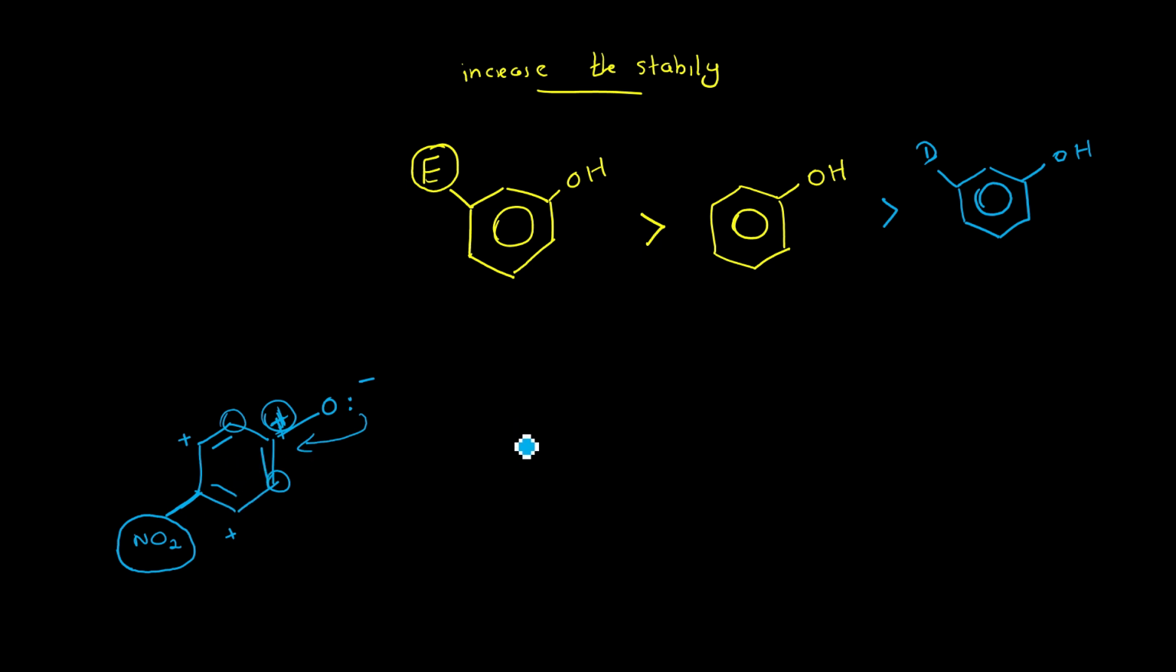But what if you have your electron withdrawing group in a place like this? What if you have the electron withdrawing group at this place?